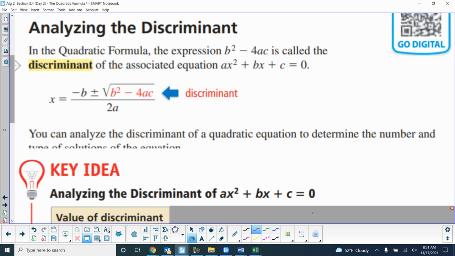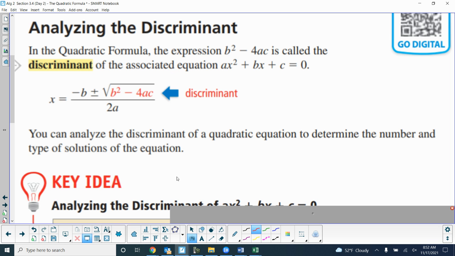It says you can analyze the discriminant of a quadratic equation to determine the number and type of solutions of the equation. I don't know why that got it. See if I can move that down. There we go.